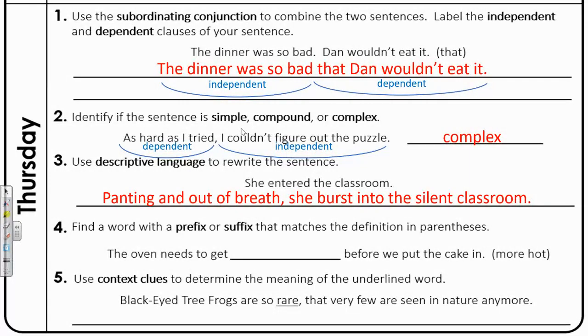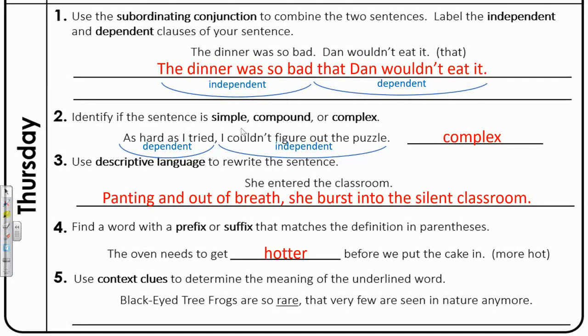Okay. Number 4, find a word with a prefix or suffix that matches the definition in parentheses. The oven needs to get blank before we put the cake in. We need a word that means more hot. And actually, we talked about this last week when we were doing comparatives and superlatives. What do we add on to the end of the word to mean more? Hopefully you remember hotter, ER, that's the comparative. The oven needs to get hotter before we put the cake in.